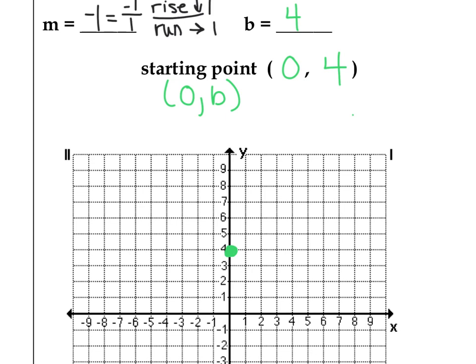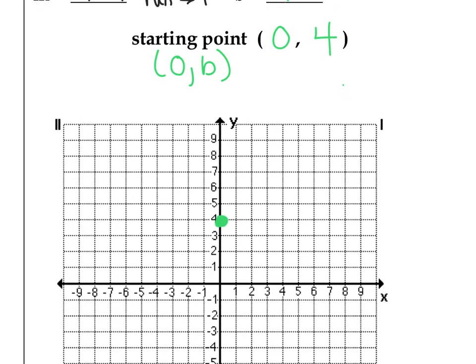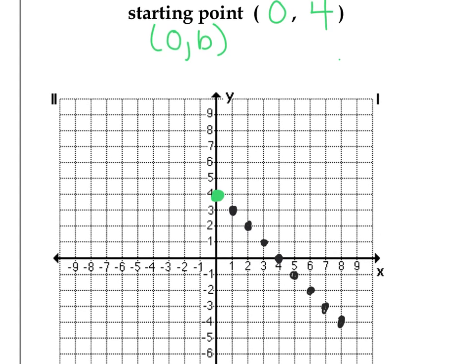And then I'm going to do my slope of down 1 because it was a negative, down 1 and to the right 1. So down 1 to the right 1, and I'm going to follow that pattern. Then, just to get some more points, I'm going to follow it in the other direction as well. So I'm going to go left and then up, just the opposite way. Follow that pattern.